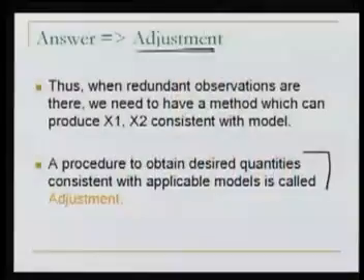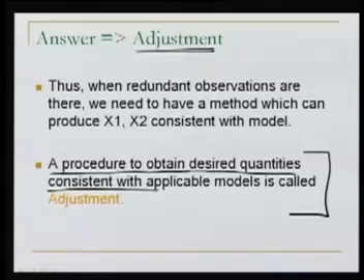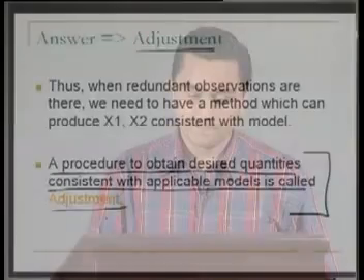So over here, the definition: what is adjustment? Adjustment is a procedure to obtain desired quantities, our final aim is to obtain desired quantities, not the observations, which are consistent with the applicable models. That is important. Now how do we carry out the adjustment? How should we go about it? We'll see one approximate method for that in order to understand the process. Then we'll go for other methods. This is an approximate method here.